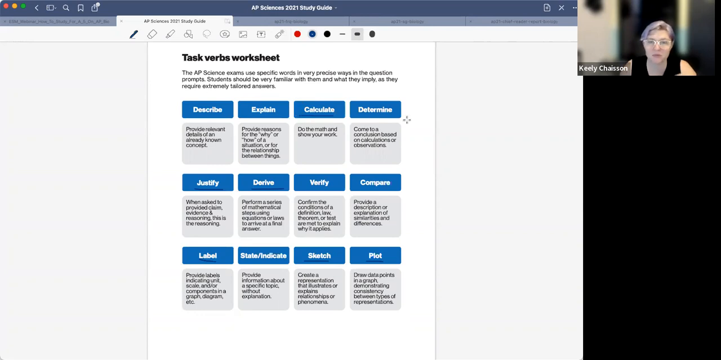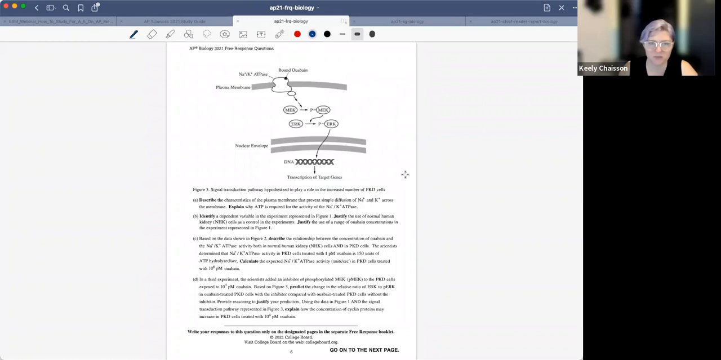Calculate will absolutely show up on there. Explain and describe will absolutely show up on the test. Compare will absolutely show up on the test. So these are things you should be prepared to know exactly what they're asking you to do. And again, you have a great example of that with the 2021 FRQ. You have example answers in the biology test.